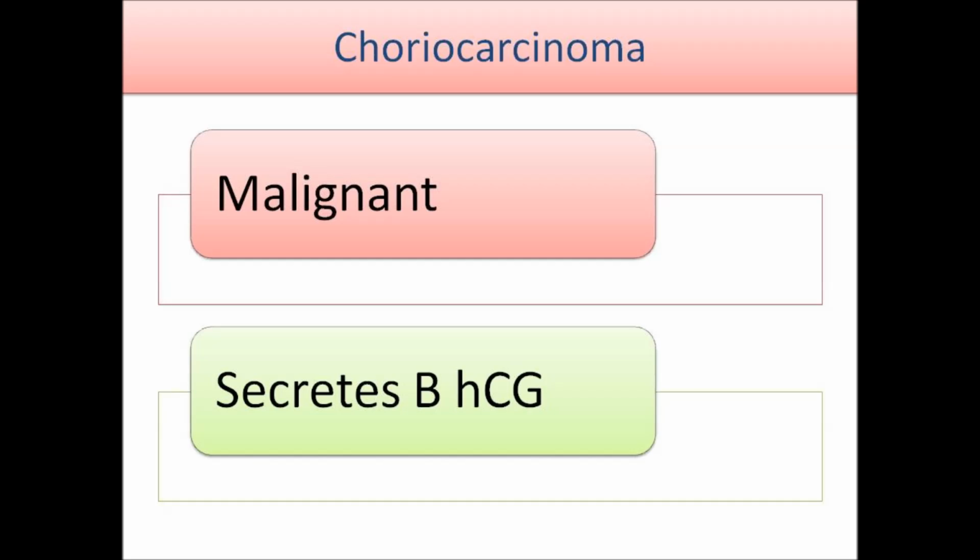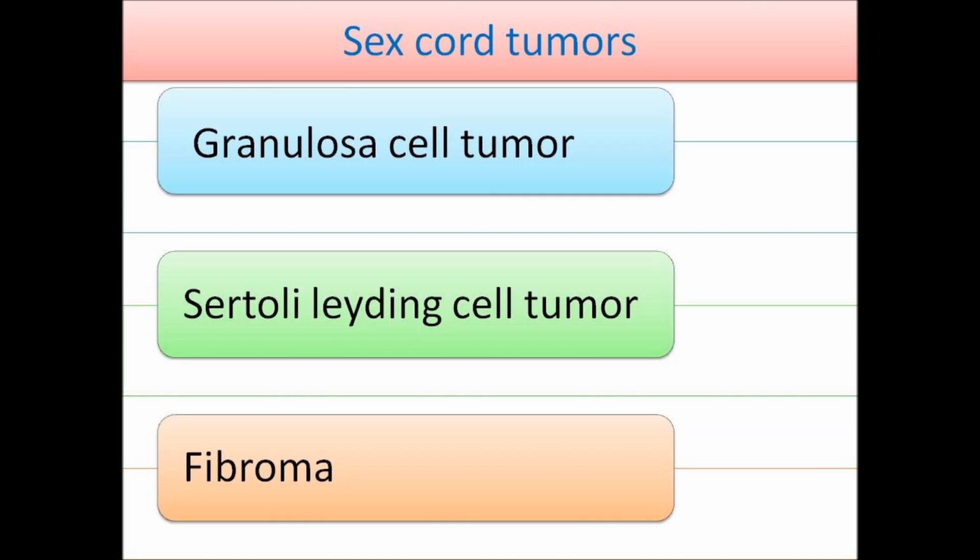So here we will have a patient presenting with an enlarged abdomen, with an abdominal mass, and when you do a pregnancy test, you get a positive pregnancy test. So it is included in the differential diagnosis of an abdominal enlargement plus positive pregnancy test. This is choriocarcinoma. Third group of ovarian tumors is known as the sex cord tumors.